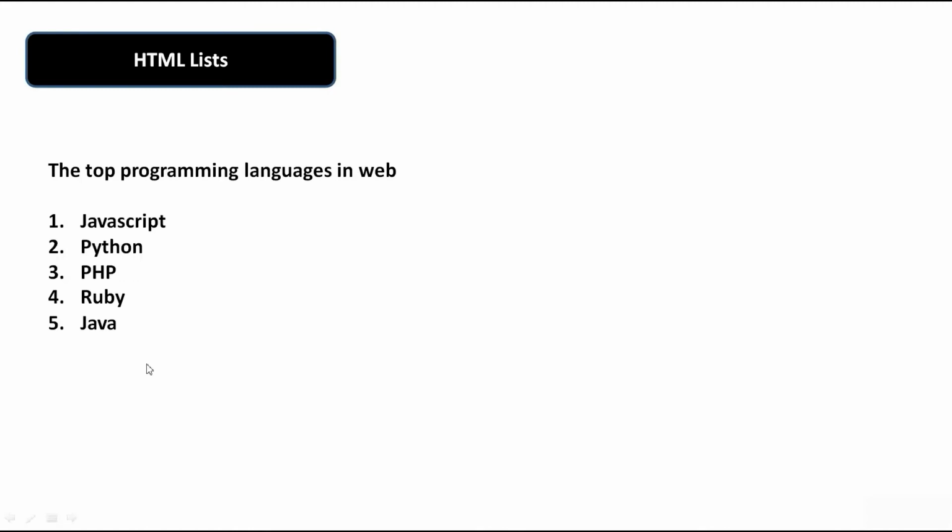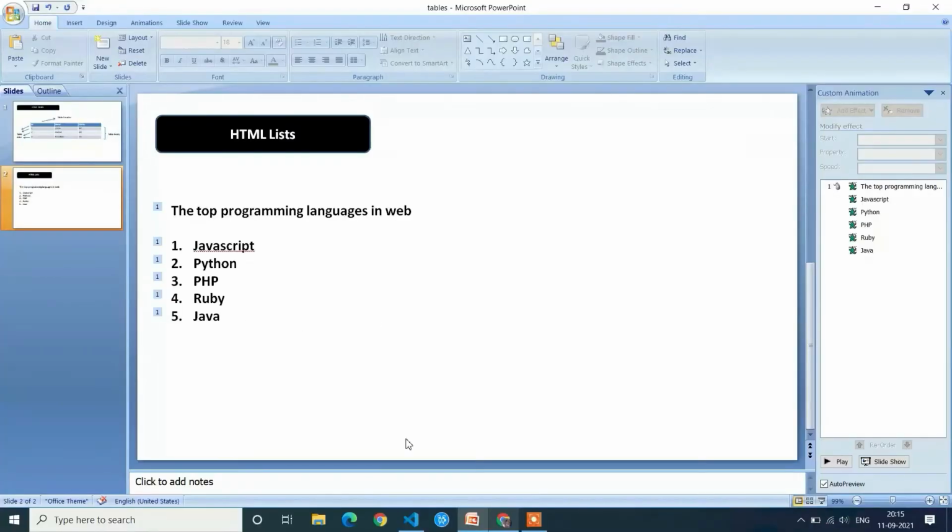So we have to use the list tags to define this data. List is also one of the most useful HTML tags in many web applications to define the data in step-by-step order. So now we are going to build the same page. I am going to build one h1 text with the title, the top programming languages in web, and we are going to add some programming languages data in the lists. So without any delay, let's go into the VS Code.